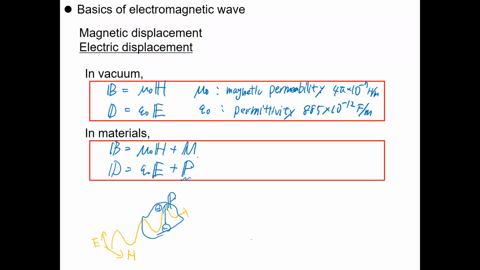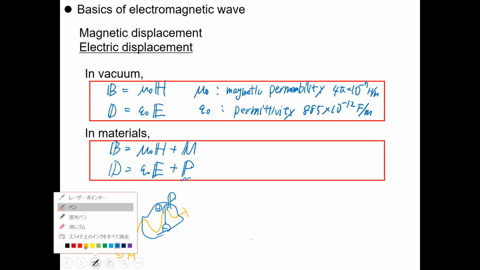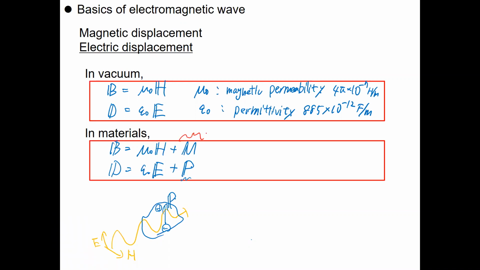Similarly, magnetization is induced inside the material. So this one corresponds to the inside of the material, and this one is in the vacuum. Meaning that the electric displacement or magnetic displacement is caused by the sum of the field induced in vacuum plus the material.